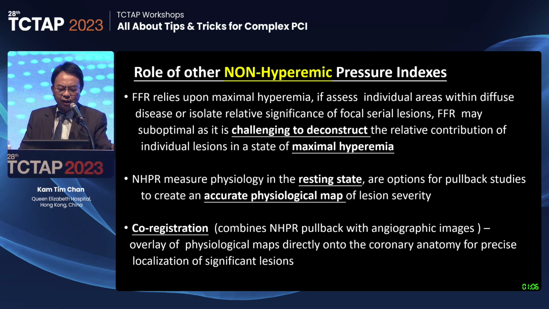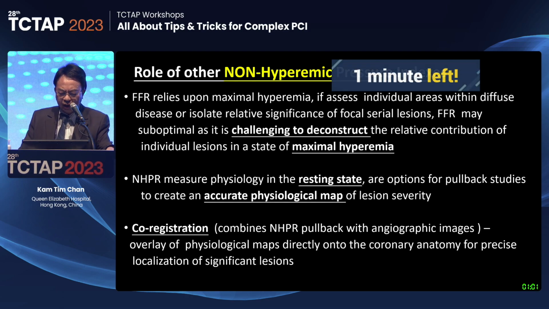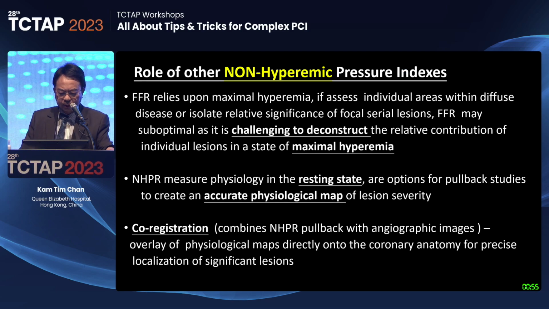Because FFR relies on maximum hyperemia, if we want to assess an individual area within this long diffuse disease, or to isolate the relative significance of a focal severe lesion, then FFR may be suboptimal because it's challenging to deconstruct the relative contribution of individual lesions in the state of maximum hyperemia. So these non-hyperemic pressure indexes measure the physiology in the resting state. They are a suitable option for pullback study to create an accurate physiological map along the entire lesion.